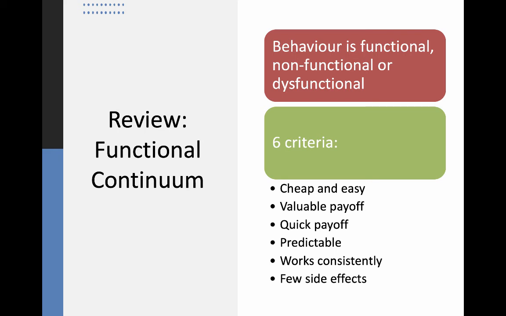The 6 criteria that will make a behavior more and more functional are that the new behavior is cheaper and easier than the old behavior. And cheap and easy doesn't just mean that it costs you less money, but it might cost you less time, it might cost you less emotional involvement, it might cost you less risk, it might cost you less energy. And so if we can do something that's easier and peasier, we're likely to do it.